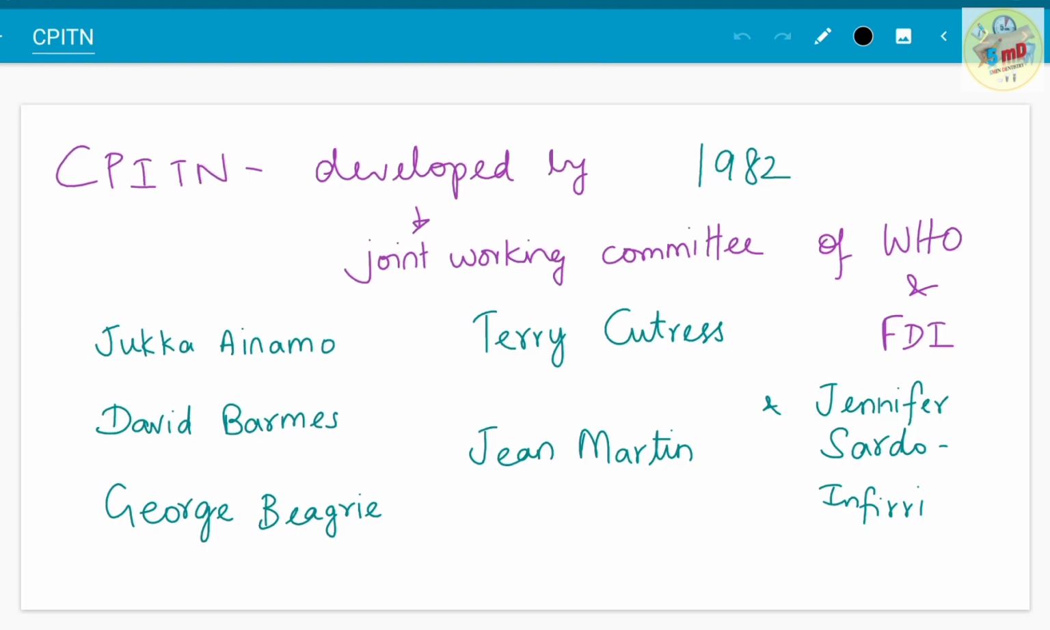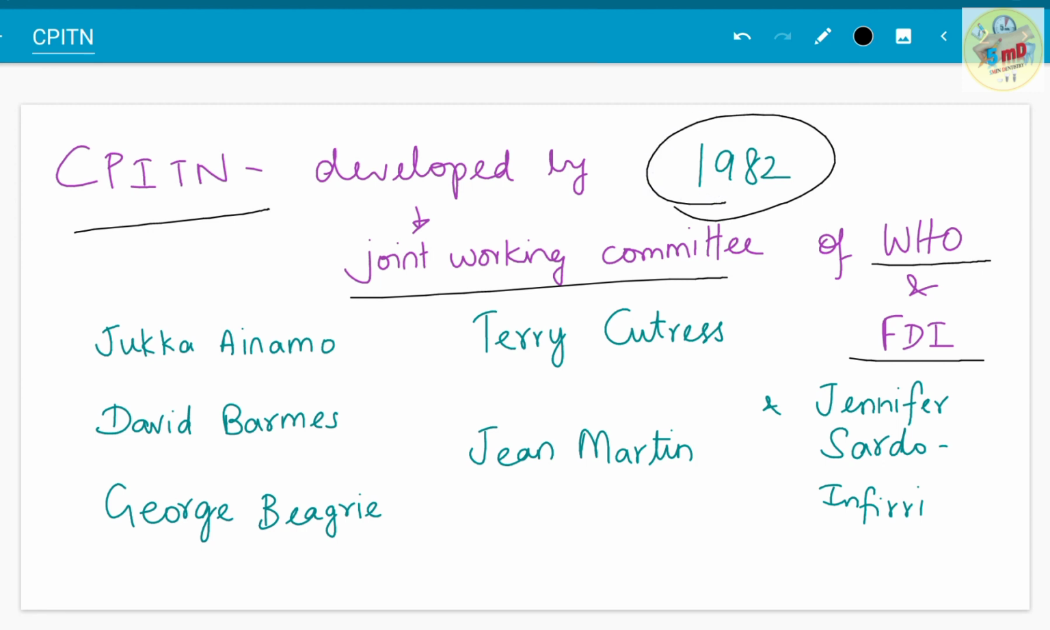So moving on into the topic, CPITN was developed by Joint Working Committee of World Health Organization and Federation Dentaire Internationale, shortly known as WHO and FDI, in the year 1982. The Joint Working Committee included the following people.